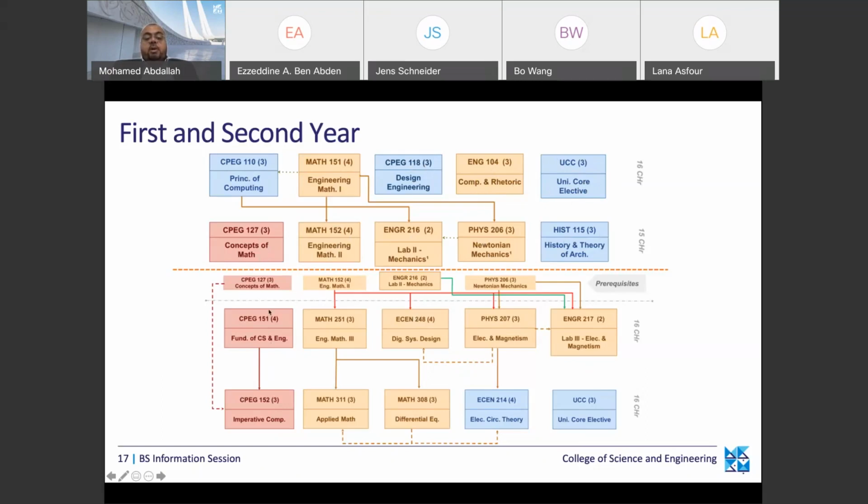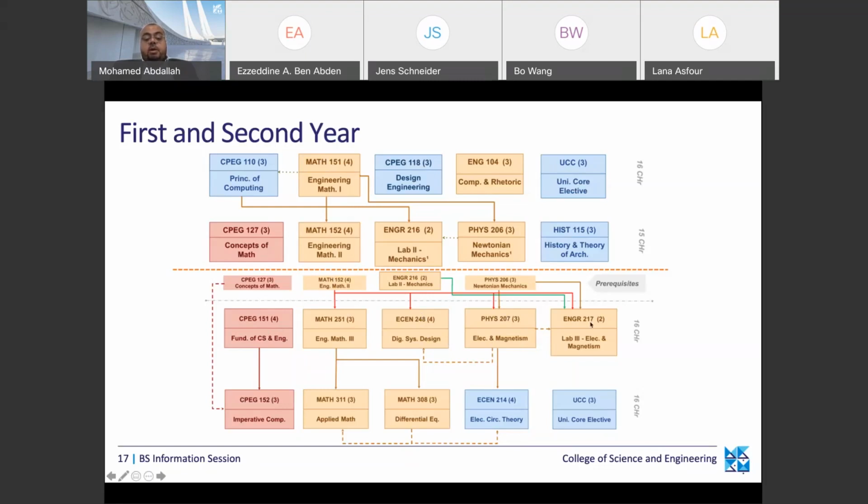By the way, these small boxes and lines represent the prerequisites. For example, in order to take Cal 2, you need to pass Cal 1. So this is a prerequisite. In order to take physics 1 and the lab, you need to take CPEG 110 and calculus 1. Then in the second semester, you're going to take another fundamental course of computer science and programming, a programming class, and a math course. Then you're going to take digital system design, which is a hardware class. Then physics, where you're going to take electricity and magnetism.